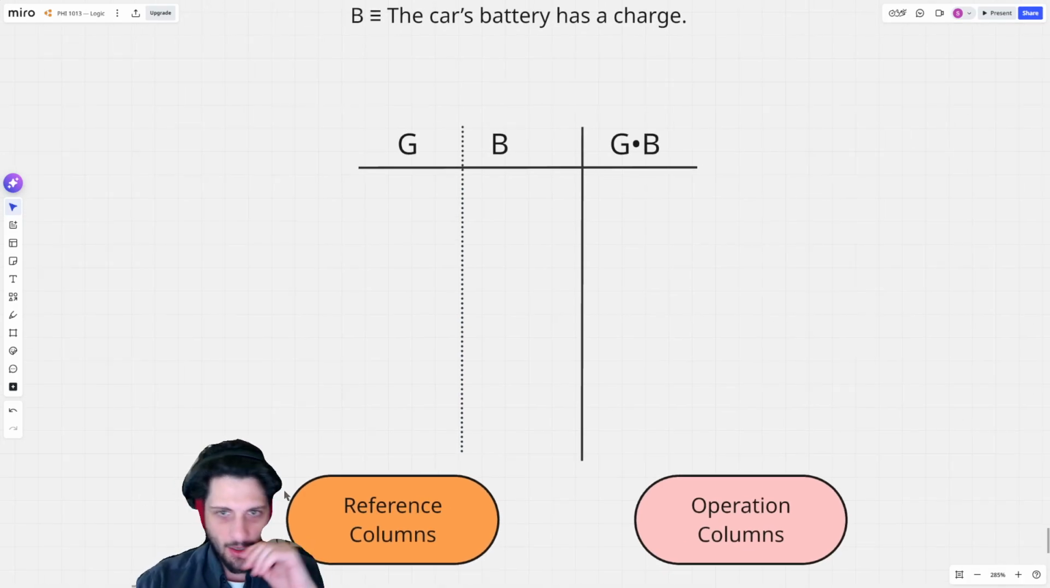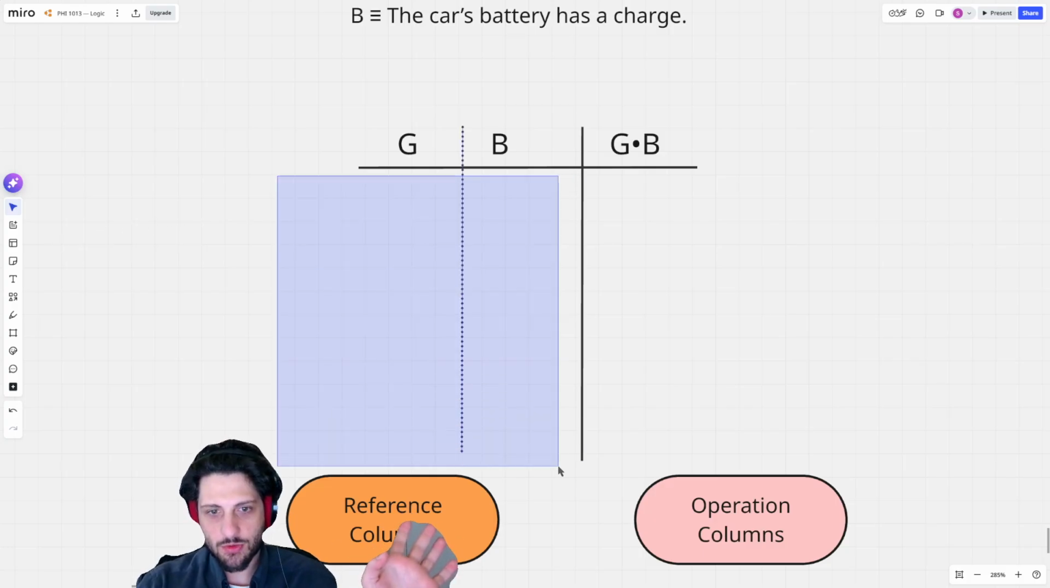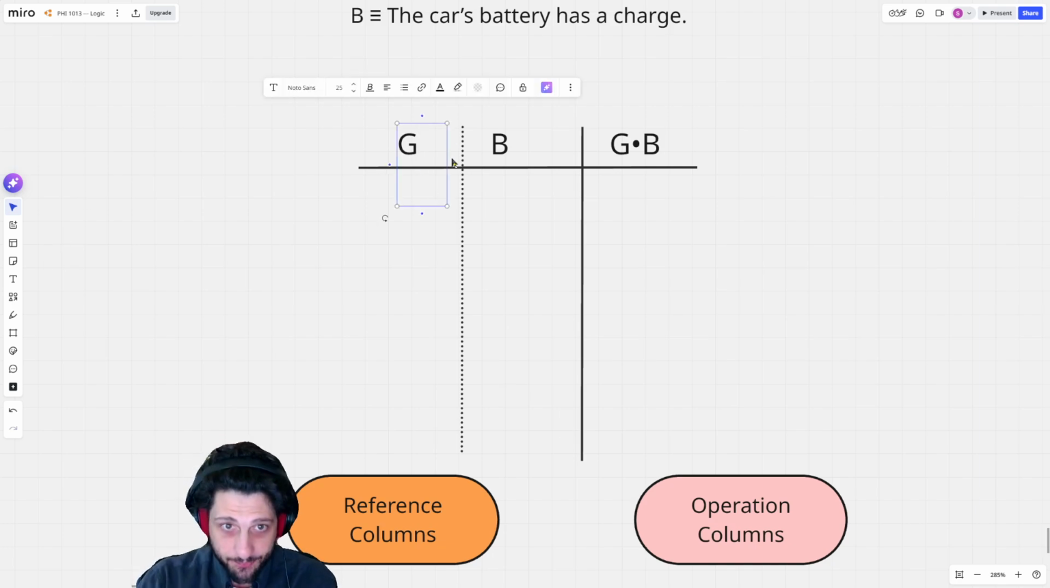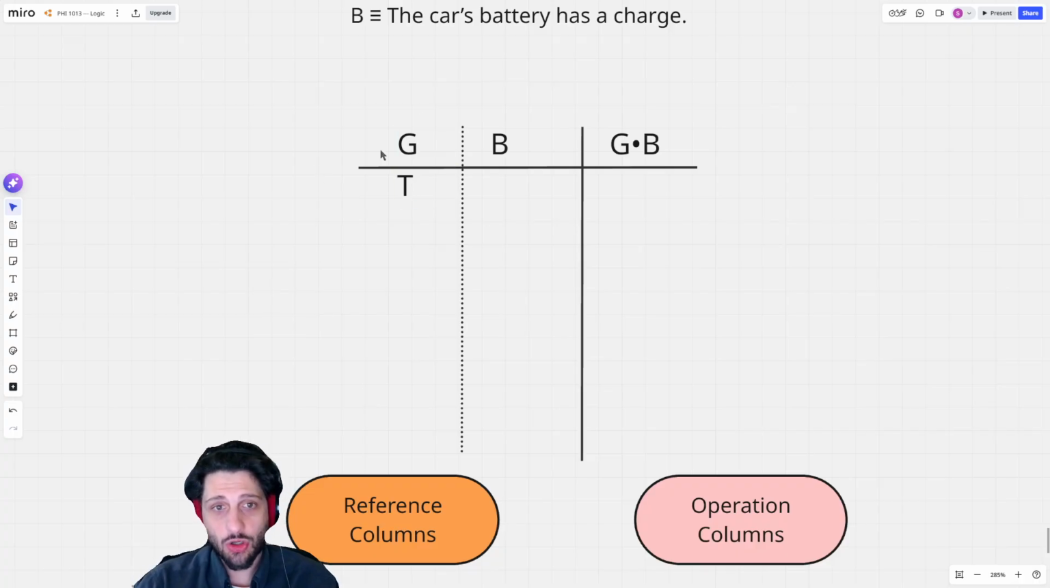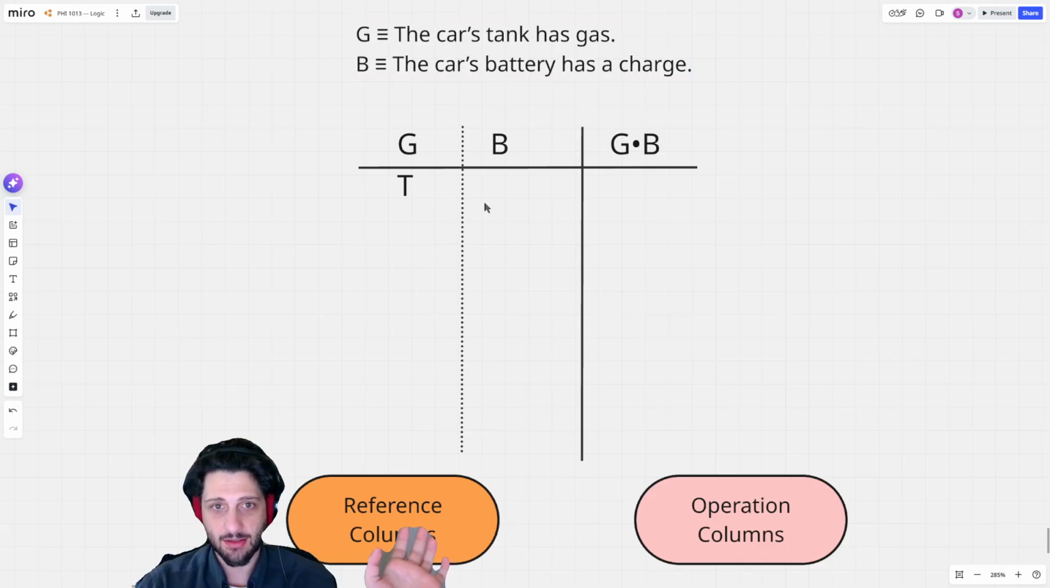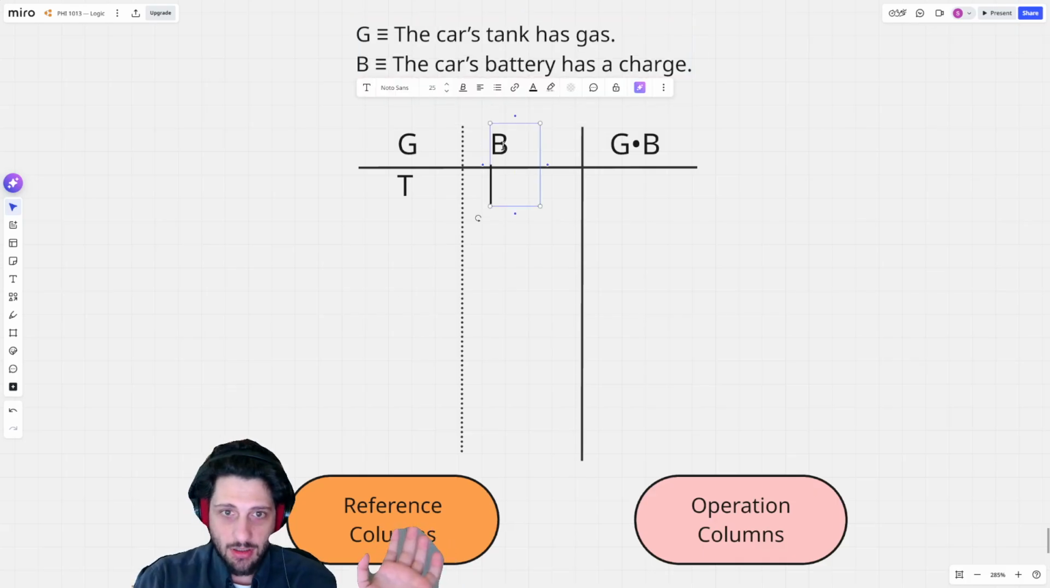All right. So here's what we're going to do. I want to look at every possible way the world could go. And on the left, I'm going to list out all of those possible ways. What do I mean by that? Well, G could be true. It could be a true statement, G. It could be true that my car really does have gas in the tank. And similarly, B could be true.